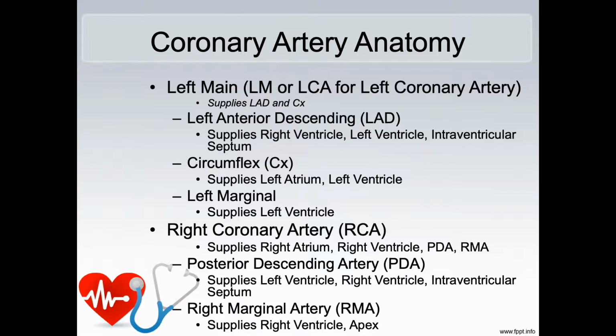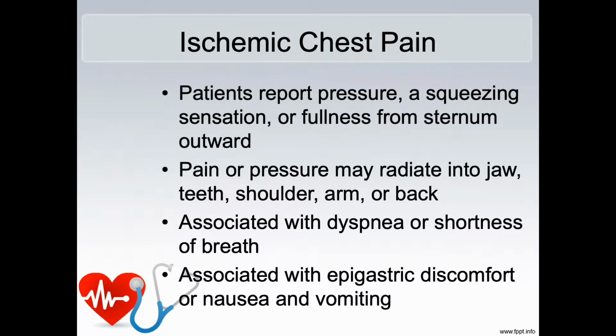Interruption of the blood flow to any of those arteries can cause a specific type of pain called ischemic chest pain. In ischemic chest pain, the patient reports pressure, or a squeezing sensation or fullness from the sternum outward. The pain or pressure may radiate into the jaw, the teeth, the shoulder, the arm, or the back, and is often associated with dyspnea or shortness of breath, and also with epigastric discomfort or nausea and vomiting.